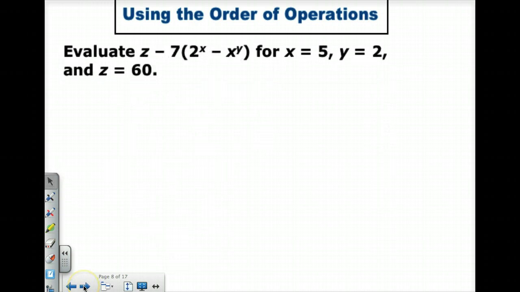Let's try another one. This time I have some different values for x, y, and z, and I also have a different expression. Z minus 7 times the quantity of 2 to the x power minus x to the y power. That turns into 60 minus 7 times the quantity of 2 to the 5th minus 5 squared.